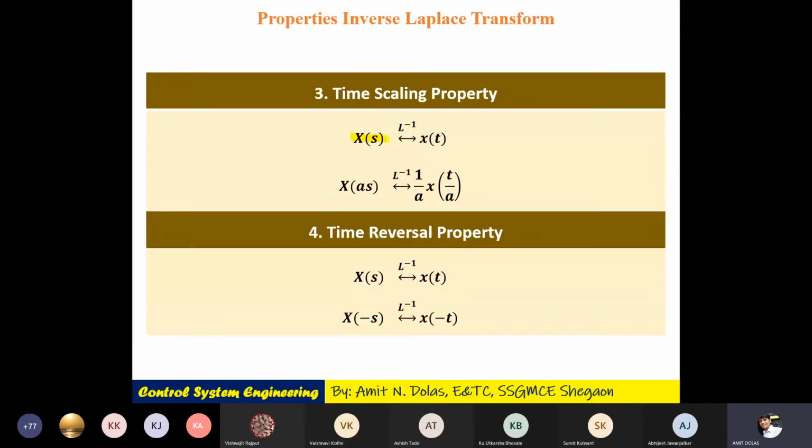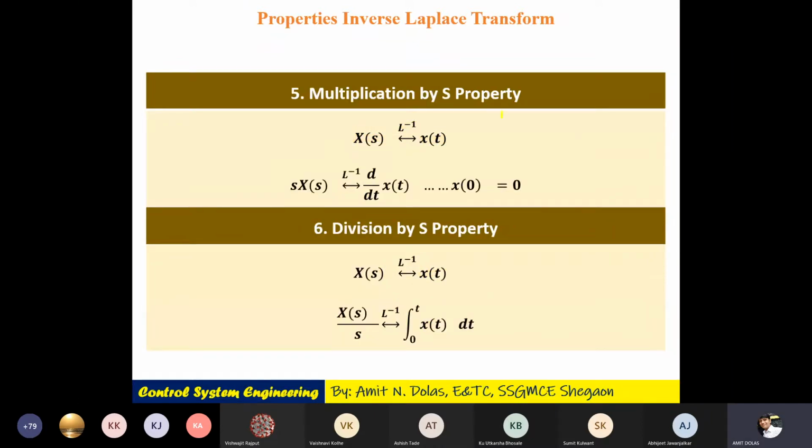Suppose x of s has inverse Laplace x of t. Then x of as, that is time scaling, has inverse 1 by a times x of t by a. Then time reversal is very straightforward. X of s has inverse Laplace transform x of t. If I do time reversal, that is x of minus s, then its inverse Laplace will be x of minus t.